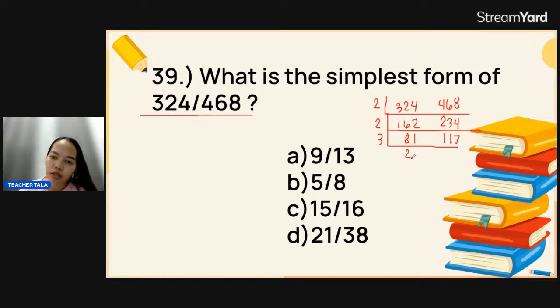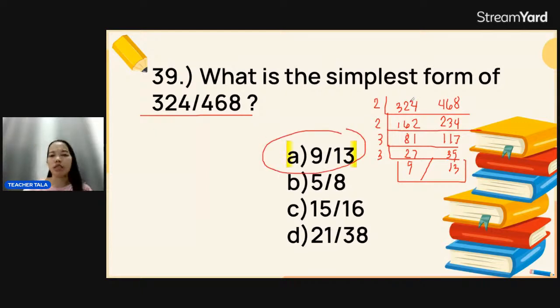So that's 27 and 39. Is it still divisible by 3? Let's add 2 plus 7, 9. 3 plus 9, 12. Yes, still divisible by 3. So that's 9 and 13. Is it still divisible? No. Why? They don't have any more common factors, because 13 is already a prime number. So only 1 is common to them. That's why what's left is 9 over 13. So the answer is 9 over 13. That's letter A. See, continuous division is easier. The difficult part of continuous division is finding their common factors.